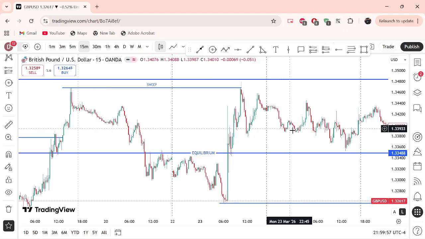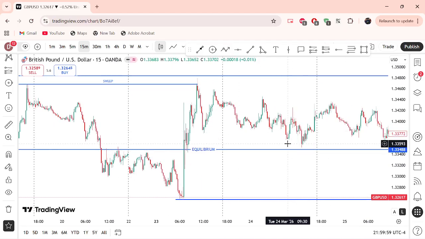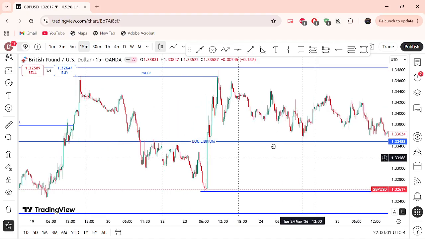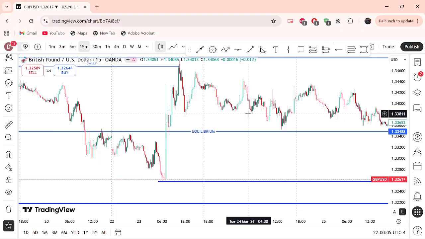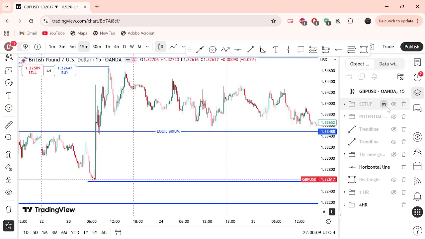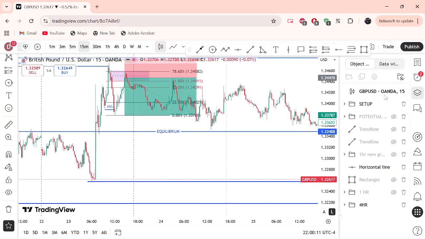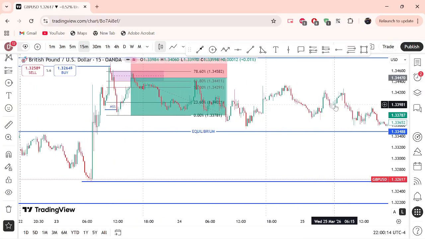Then we can see the drop. I held the trade up to Tuesday, but I had to close it prematurely. Initially, I was to hold this trade up to here, but I had to close it prematurely. So let me show you how the setup was.